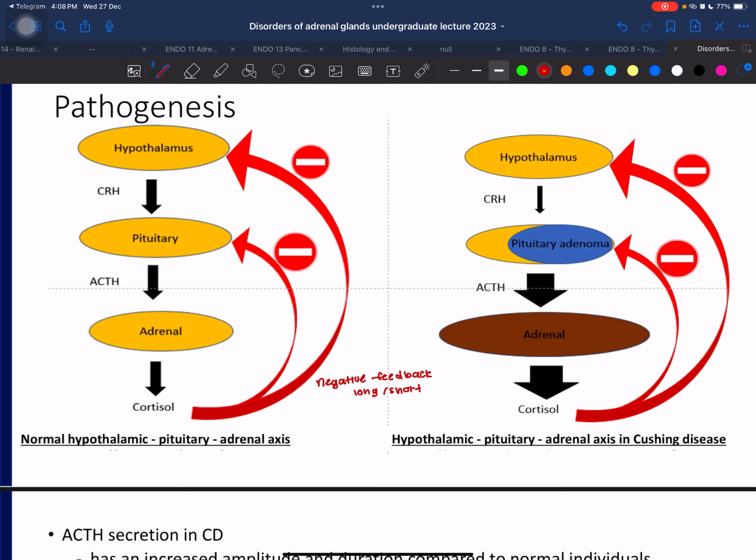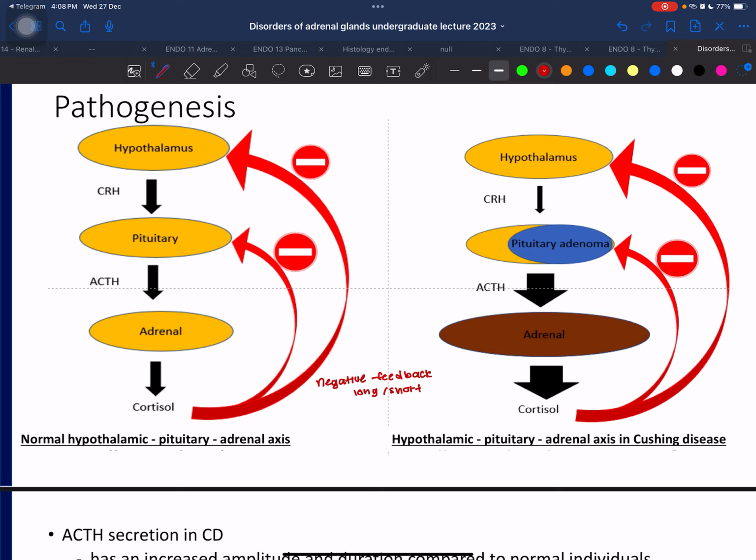But what happens? The pituitary adenoma does not actually listen so much. It's a tumor. It just grows on its own and it secretes ACTH on its own without listening to the negative feedback from the body. That's why ACTH is very much increased and your cortisol is also very much increased. Okay?